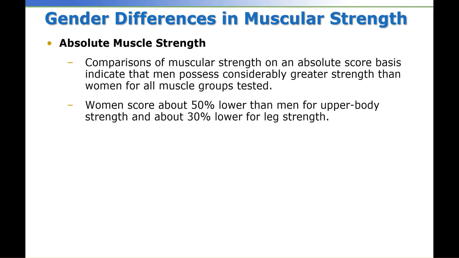Absolute muscle strength. We talked about this: one of these things is, how strong are you? Women score about 50% lower than men in upper body strength and about 30% lower in leg strength. So it's more equitable between men and women with lower body strength than with upper body. Comparisons of muscular strength and absolute score indicate men possess generally greater strength than women in all muscle groups tested.